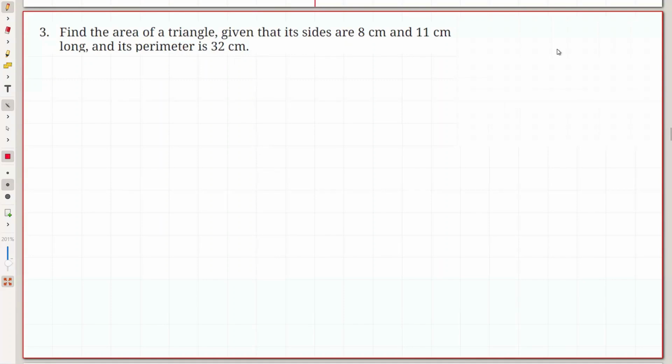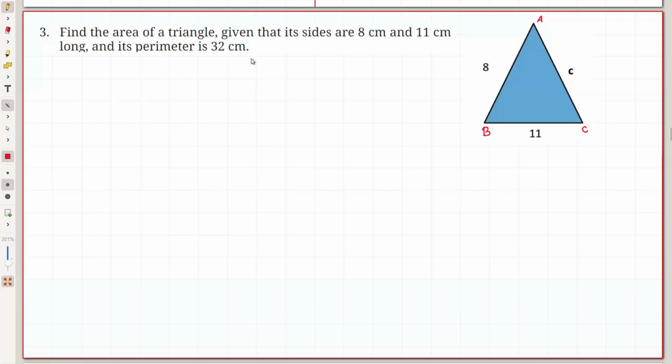First of all, I'll go with a diagram. First we'll draw the diagram. I'm just taking a triangle, naming the triangle as ABC. In triangle ABC, two sides are given: one is 8 centimeter, the other 11 centimeter. The next side is not given, so I'm just taking it as C.